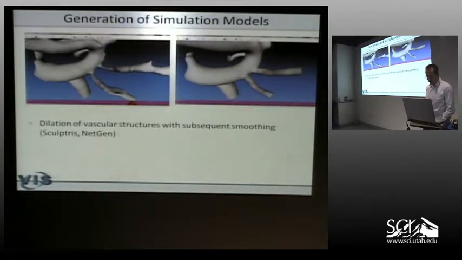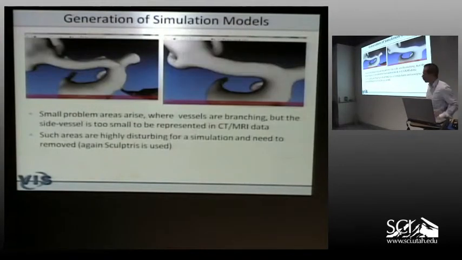And one more problem is visible. Here is the smoothing shown again. This problem I wanted to highlight also is seen here. These are small side vessels which actually start here, but there was not enough contrast agent so that they could be segmented, but they lead to these bumps here at the surface. And bumps again would lead to turbulent behavior. If these bumps are not real, then of course we should avoid them and again smooth them out.